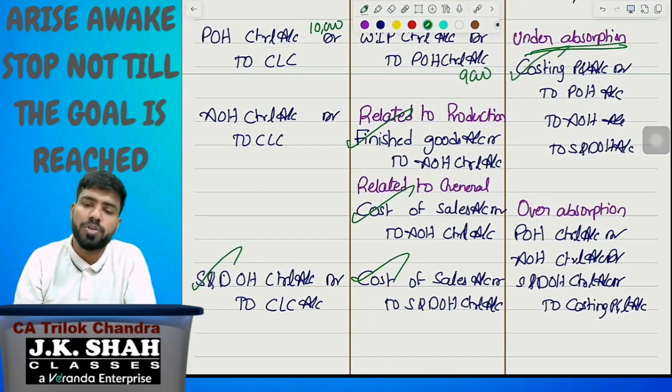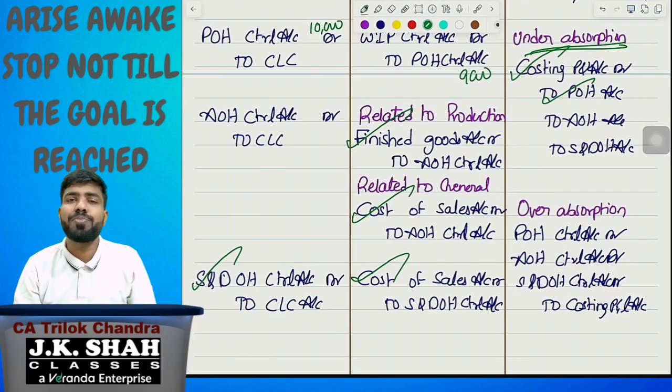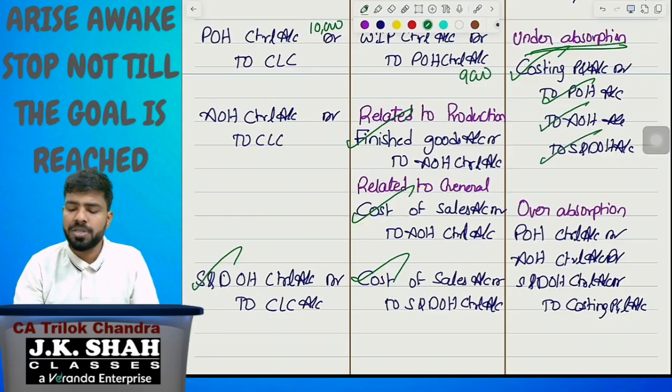Under absorption of production overhead means debit production overhead. Under absorption of administration overhead means debit administration overhead. Under absorption of selling and distribution overhead means debit selling and distribution overhead. Are you understanding? Let me take one more scenario.